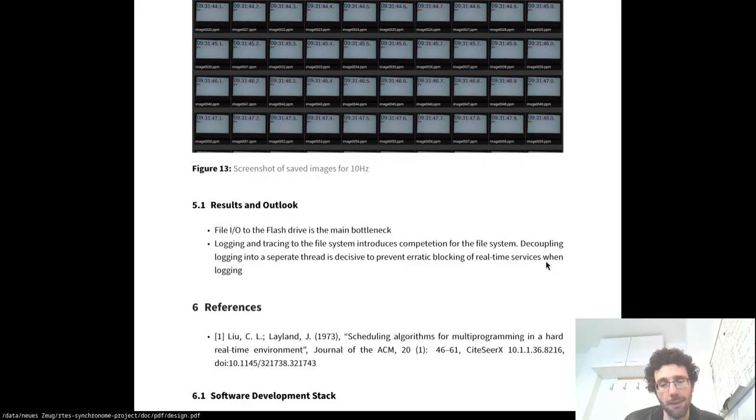Which is why even system logging has to be decoupled into a separate thread. And otherwise, yeah, missed deadlines in real-time services are of course catastrophic.